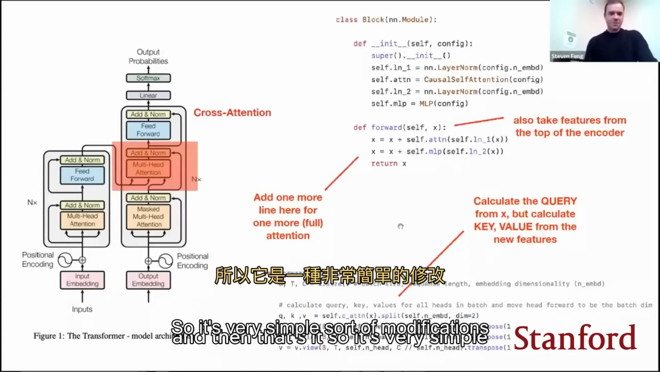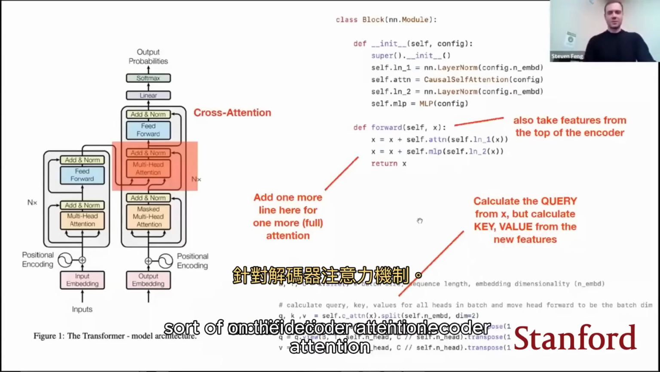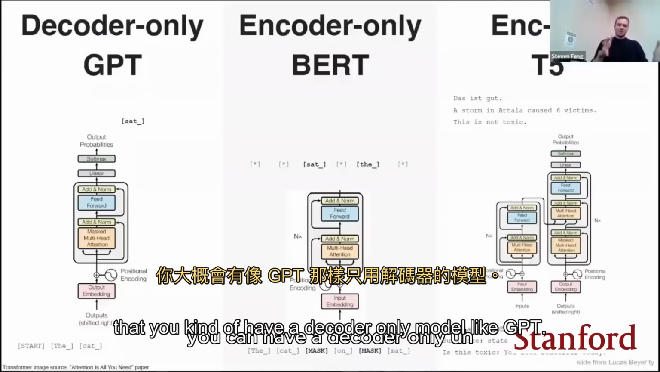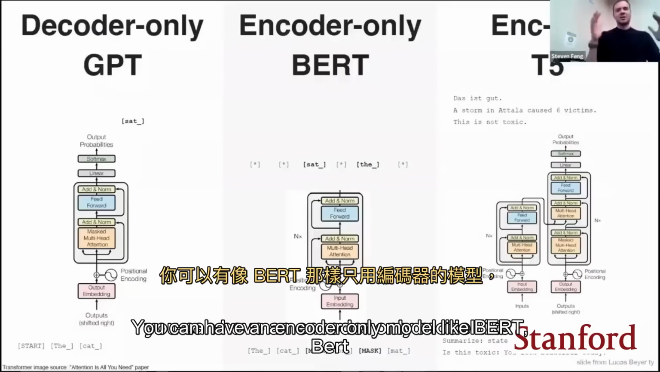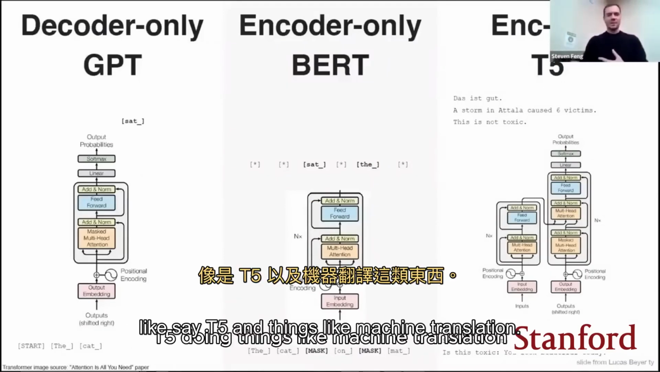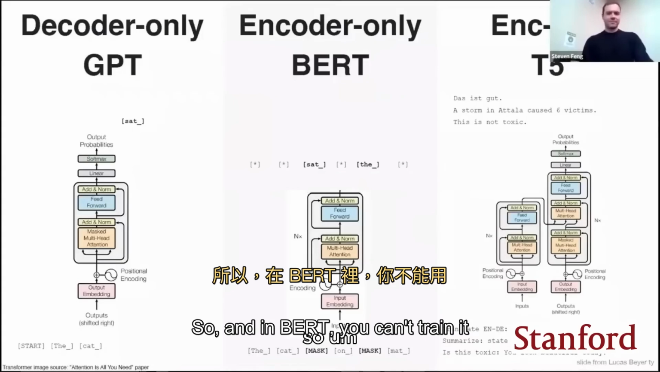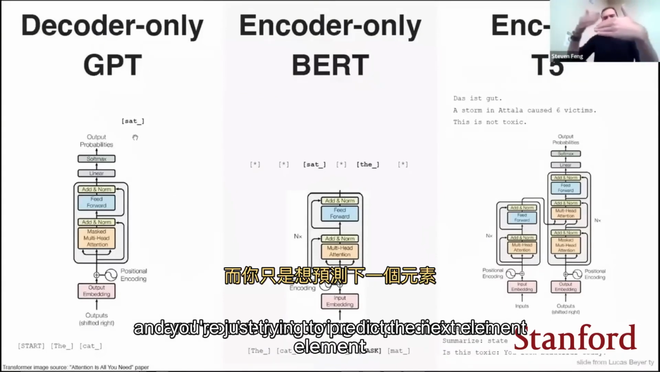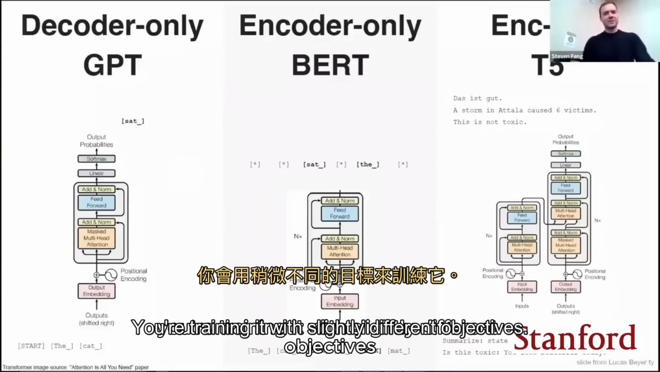And then that's it. So it's very simple sort of modifications on the decoder attention. So you'll hear people talk that you can have a decoder-only model like GPT, an encoder-only model like BERT, or an encoder-decoder model like, say, T5, doing things like machine translation. In BERT, you can't train it using this autoregressive language modeling setup where you're just trying to predict the next element in the sequence. You're training it with slightly different objectives.